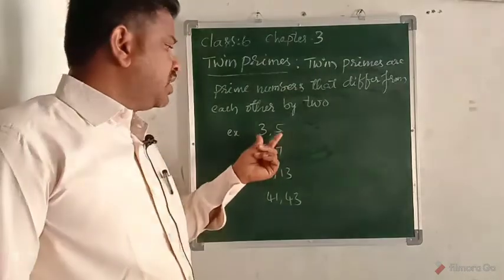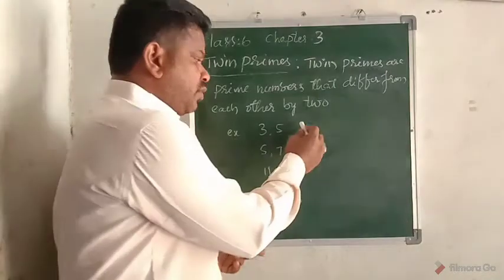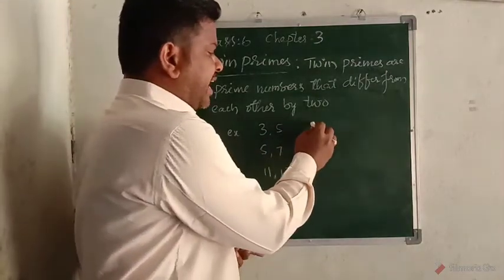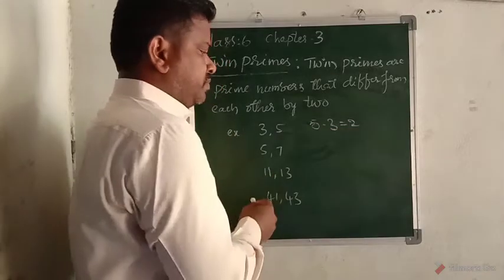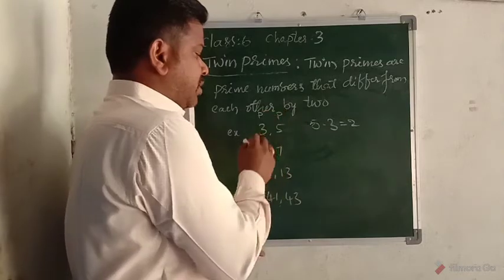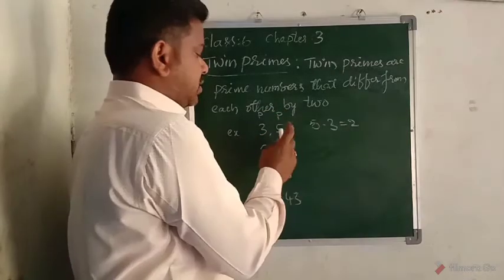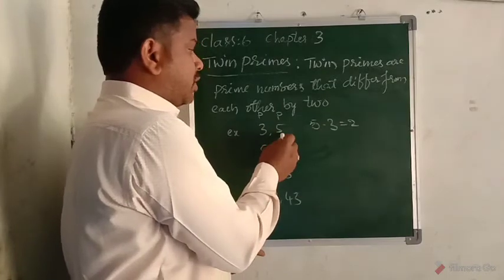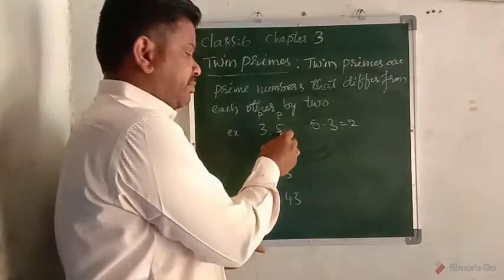For example, if you observe 3 and 5, what is the difference between 3 and 5? 5 minus 3 equals 2. 3 is a prime number and 5 is a prime number. The difference of these two prime numbers is 2, so 3 and 5 are twin primes. We call them twin primes.